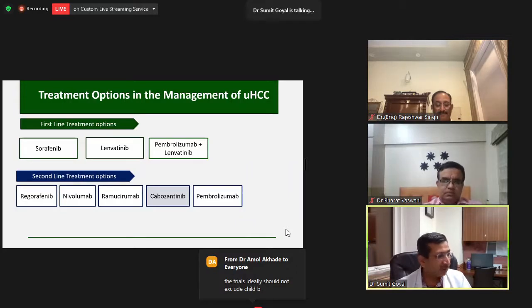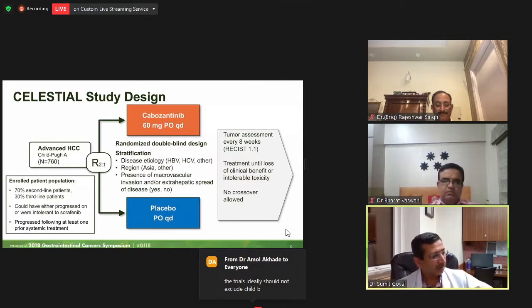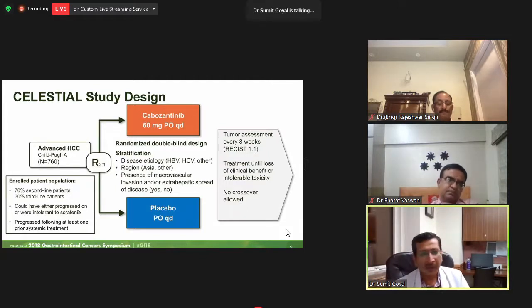The other drug was cabozantinib. The CELESTIAL trial was there. Randomization was done in a 2:1 population. In this study, 70% of patients had it in second line, and 30% of patients had it in the third line setting. The patient should have either progressed or been intolerant to sorafenib, and it was again compared to placebo.